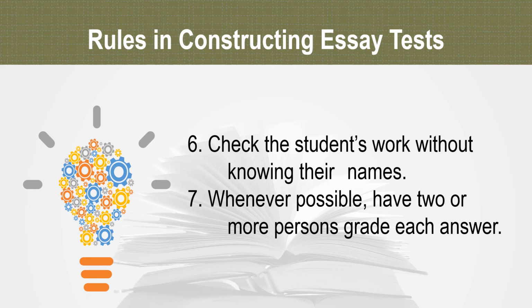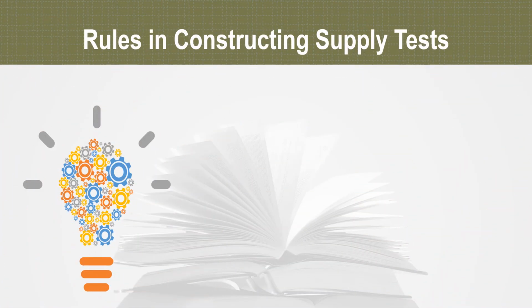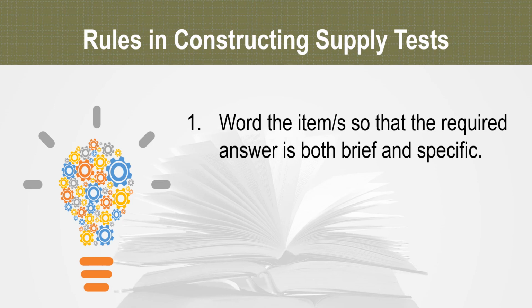Let's discuss the last but definitely not the least. We have here your supply type of test. So what then are the rules of thumb? Rule number one, word the item so that the required answer is both brief and specific. Take note, supply test or fill in the blank is under objective type of test, and therefore it requires one single best answer. So you need to identify whether they are going to answer a phrase, a word, a symbol, or an image, so it must be specific.